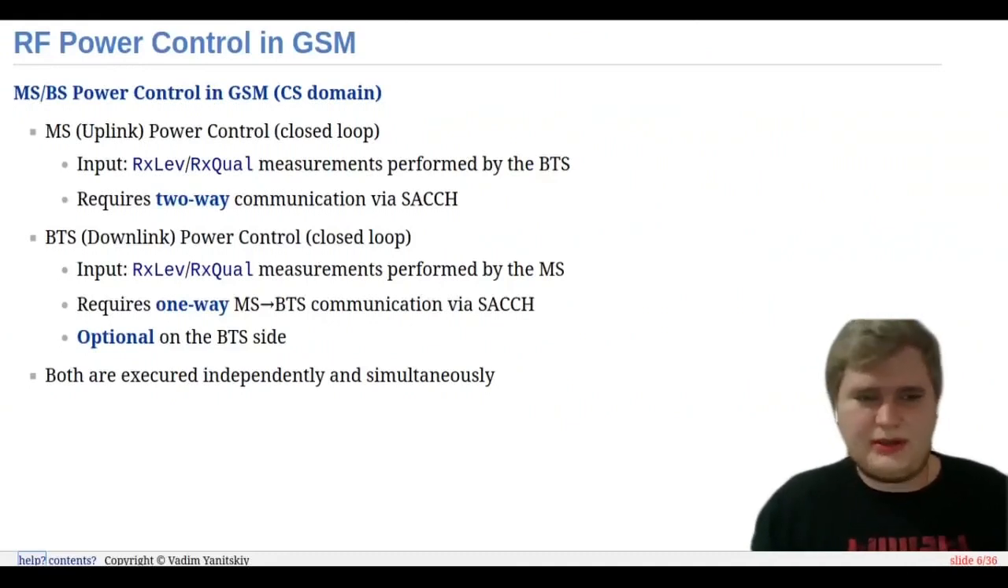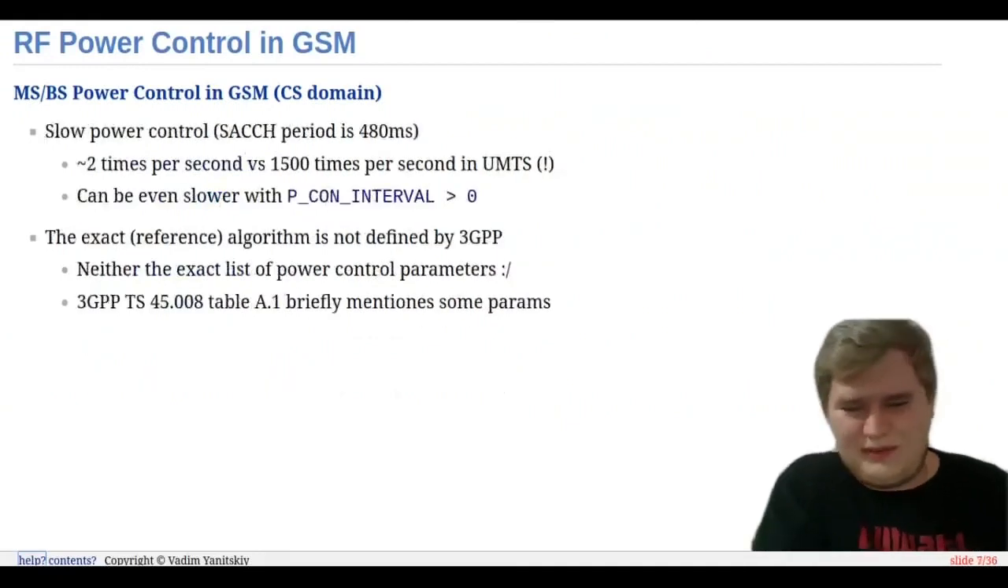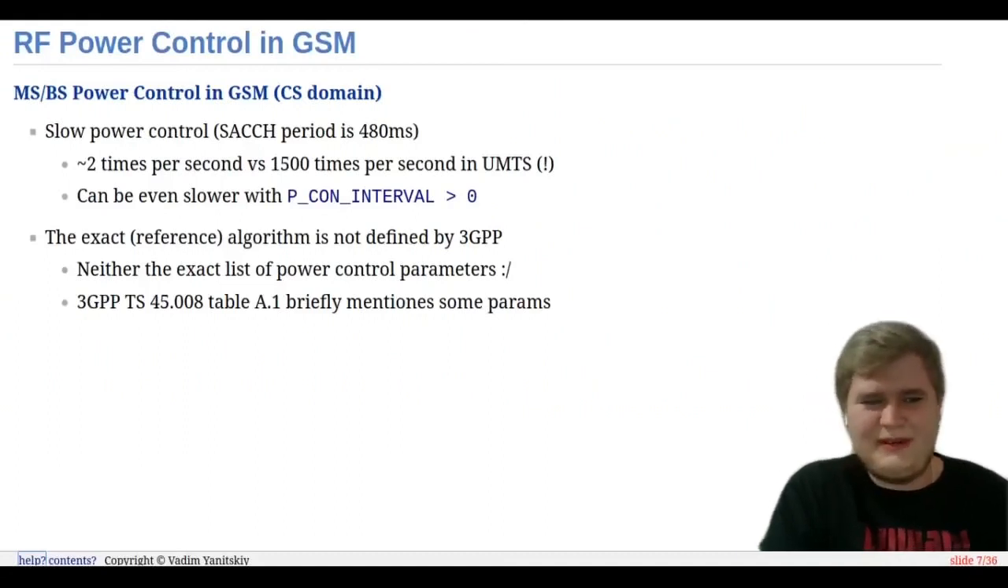For the downlink, it's not necessarily. There is only one-way communication, basically MS reporting the measurements to the BTS. And it's actually a relatively slow power control because the period of such transmission is like half a second. Compare this to 1500 times per second in UMTS. In GSM, it's only 2 times per second in the best case, and it can be even slower if you use the higher power control interval values.